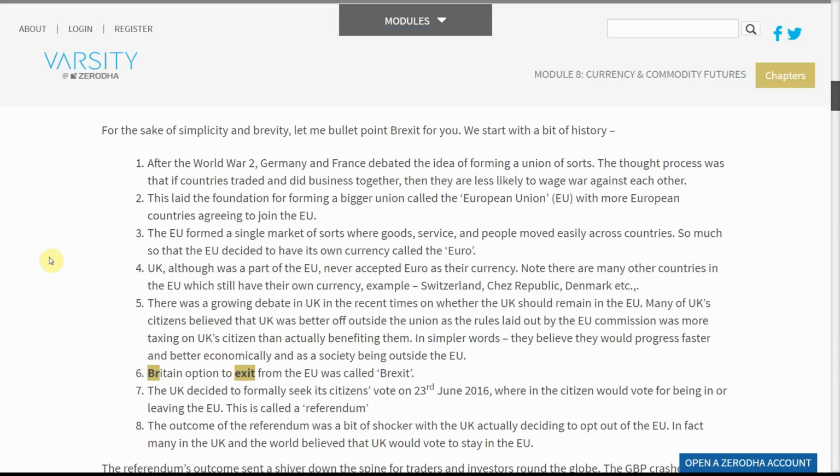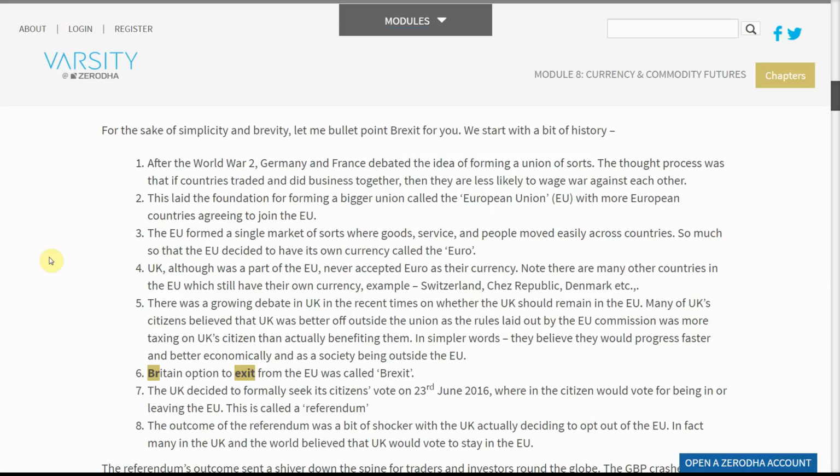For the sake of simplicity and brevity, let me bullet point Brexit for you. We start with a bit of history. After World War II, Germany and France debated the idea of forming a union of sorts. The thought process was that if countries traded and did business together, then they are less likely to wage war against each other. This laid the foundation for forming a bigger union called the European Union (EU), with more European countries agreeing to join the EU. The EU formed a single market of sorts where goods, services, and people moved easily across countries. So much so that the EU decided to have its own currency called the Euro.